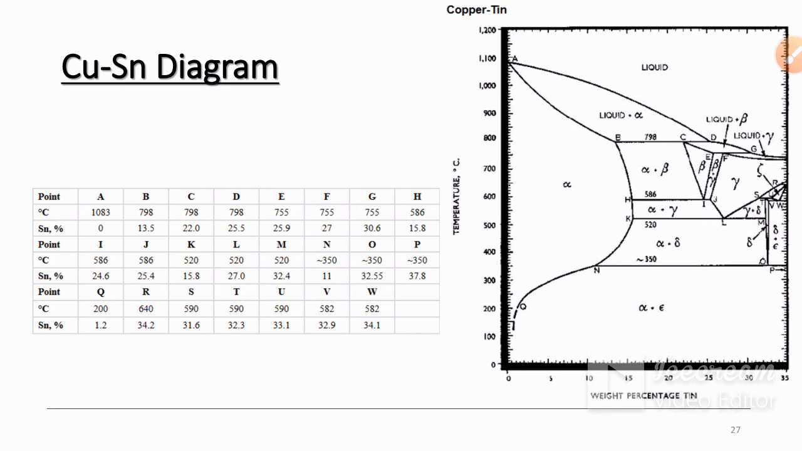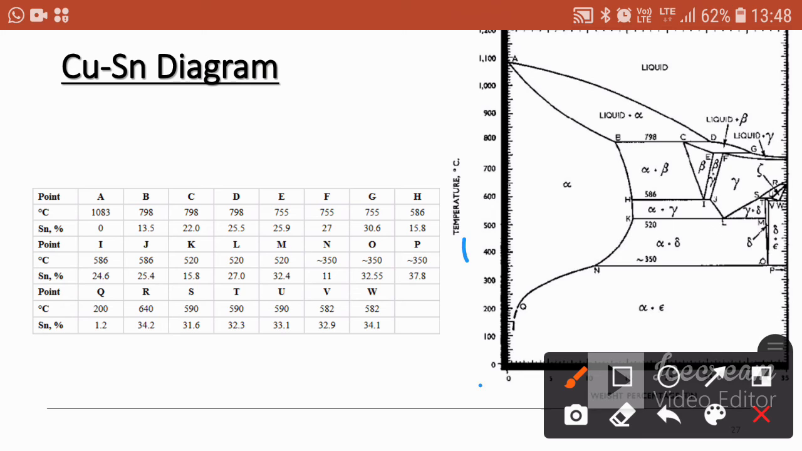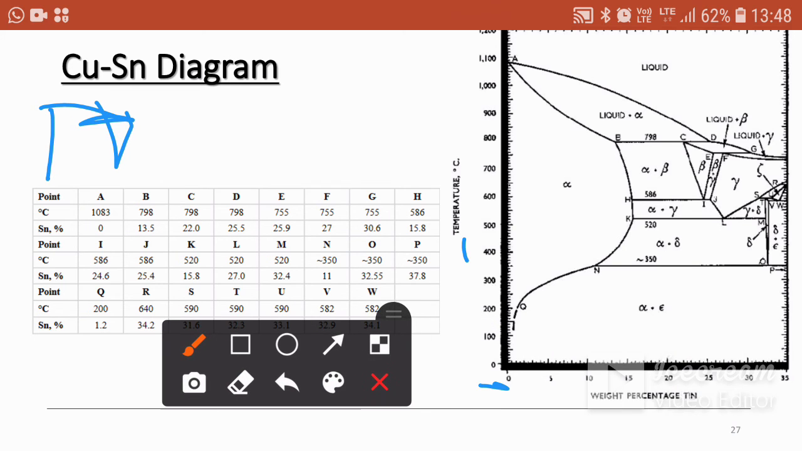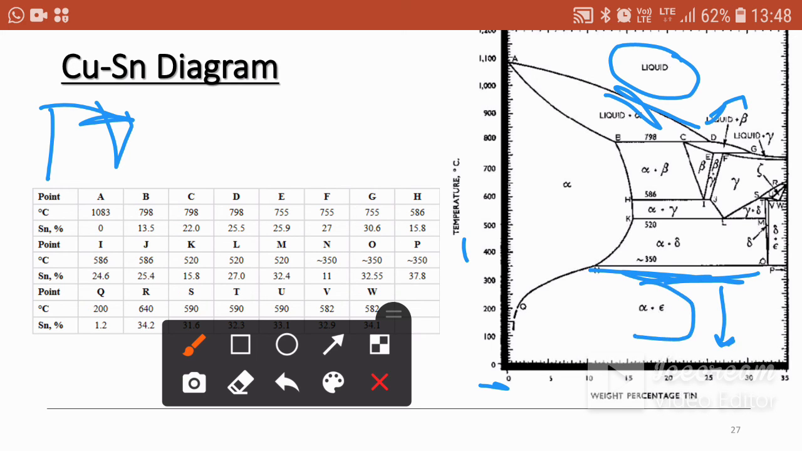This is the copper and tin diagram, meaning bronze. Here you can see temperature and here you can see composition. This is also a phase diagram of two components, copper and tin. Above this liquidus line you will see liquid is there, and at the bottommost position, solid at room temperature, alpha plus eta is there.